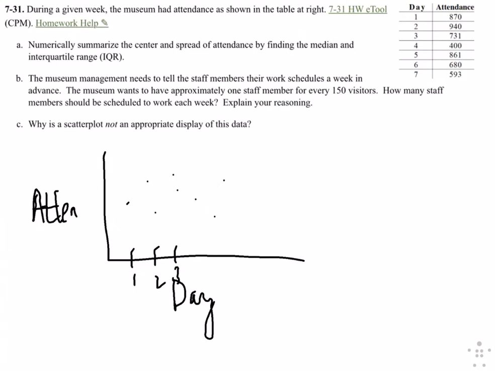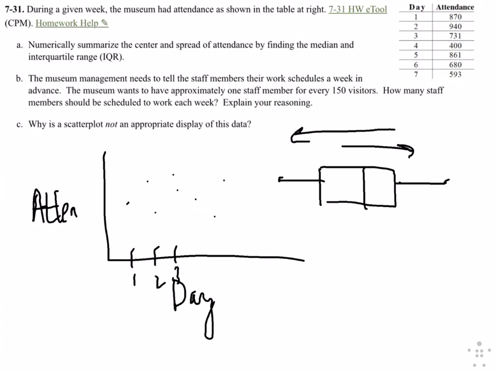So in this case, we would probably want to break it down into our box and whisker, because we can then get a better feel for where the majority of the days have their attendance. If it's all shifted this way, we know that the majority of the time it's a high number. If it's shifted this way, we know that the majority is less time. That's about all I can think of for why the scatter plot wouldn't be appropriate.